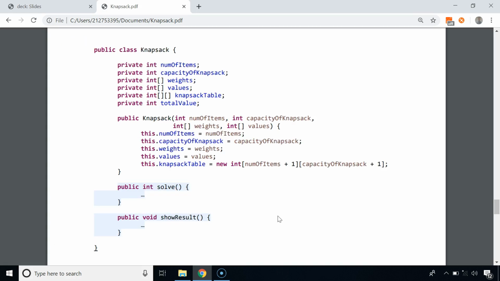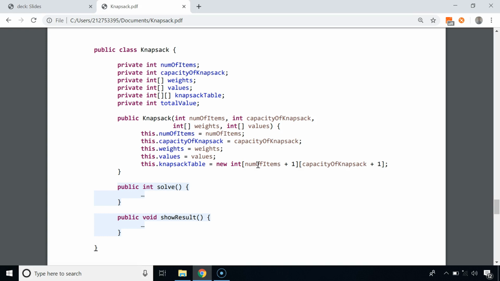Now in the knapsack class, we have properties like number of items, capacity of knapsack, weights and values arrays, and the knapsack table, which is a 2-dimensional array, and the total value. And in the constructor, we initialize the properties. Now one important thing to note is the size of the knapsack table.